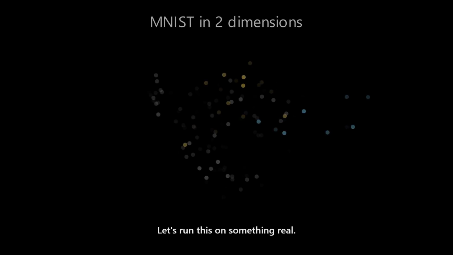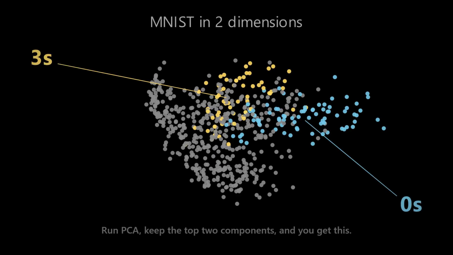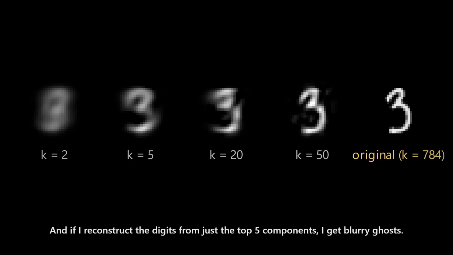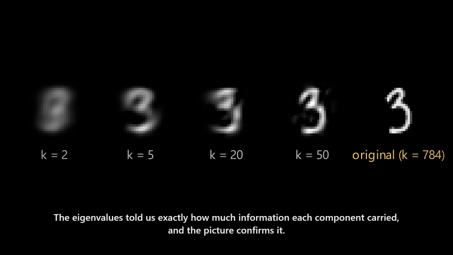Let's run this on something real. MNIST digits live in 784-dimensional pixel space. Every pixel is a coordinate. Run PCA, keep the top 2 components, and you get this. 3's bunched together, 0's bunched together. The geometry that was invisible in 784 dimensions is now sitting on a page. And if I reconstruct the digits from just the top 5 components, I get blurry ghosts. Top 20, readable, but smooth. Top 50, basically the original. The eigenvalues told us exactly how much information each component carried, and the picture confirms it.